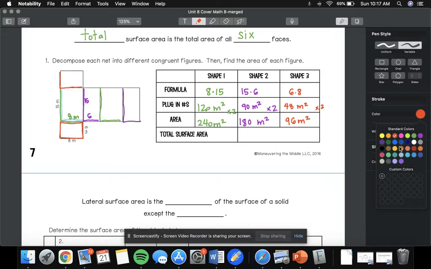And then to find the total, we would add all of our areas together. So we would add 240 plus 180 plus 96, and we would get 516 total square meters needed to cover this shape.